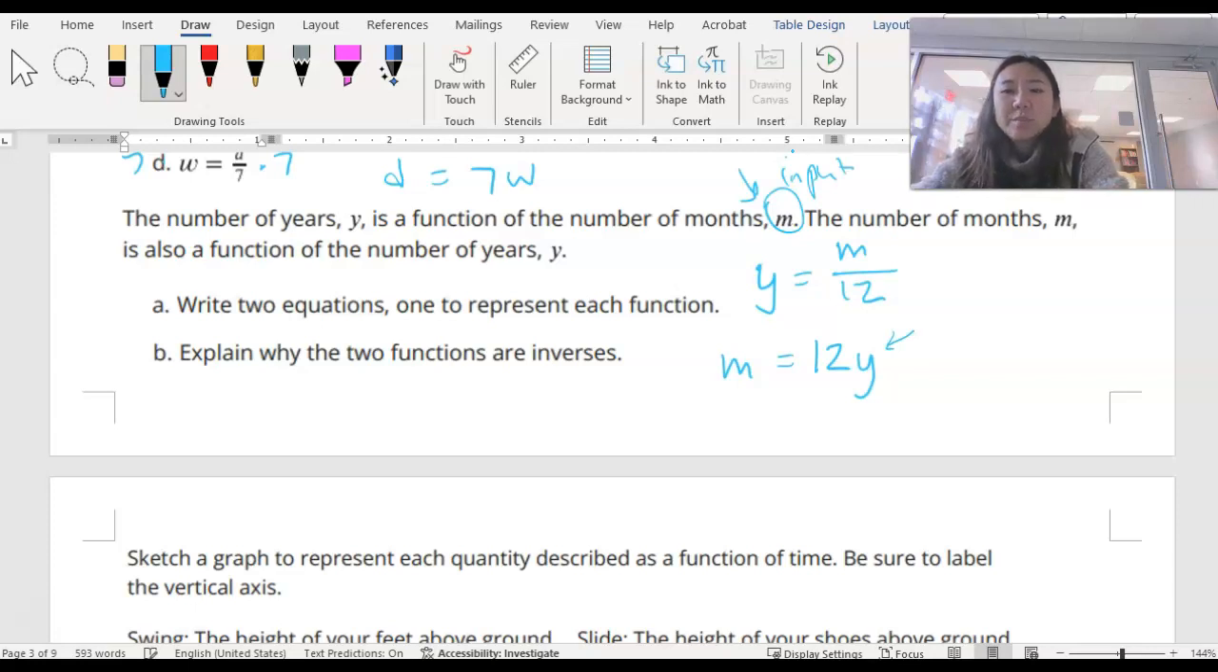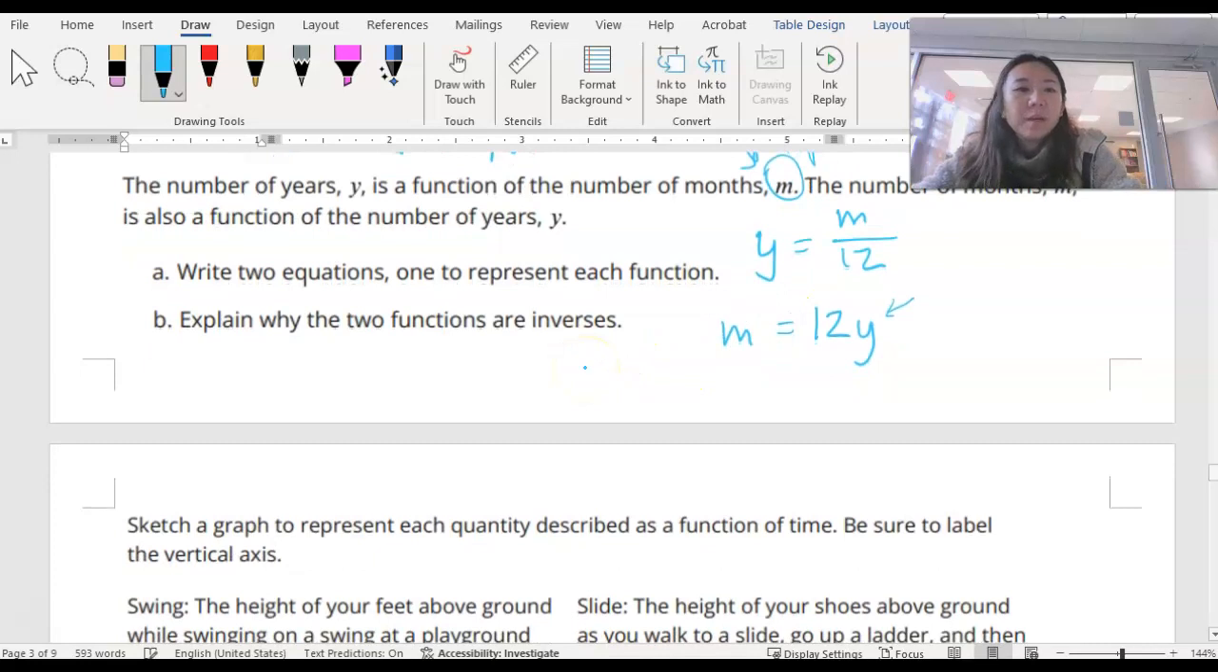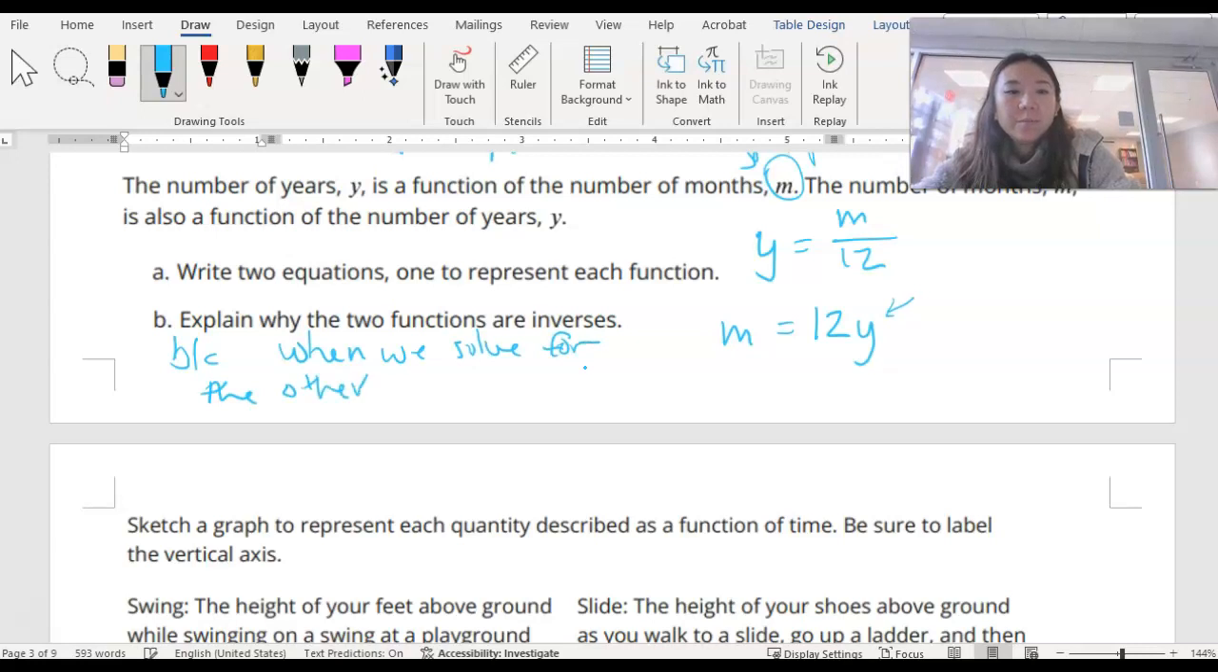And so you can check to make sure it works and makes sense by plugging in numbers for months and years. And these are inverses because when we solve for the other variable, we do an inverse operation.